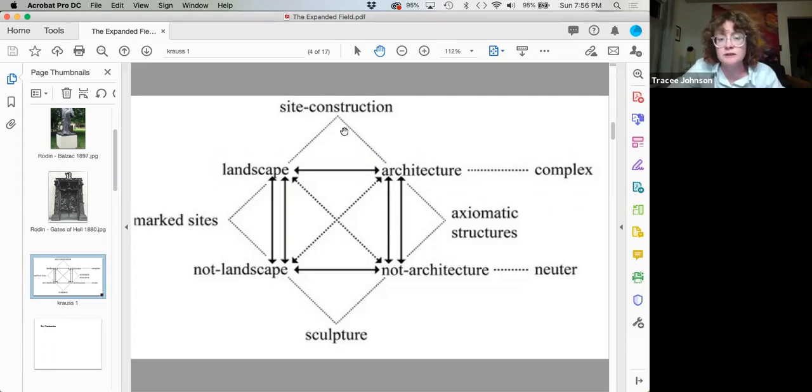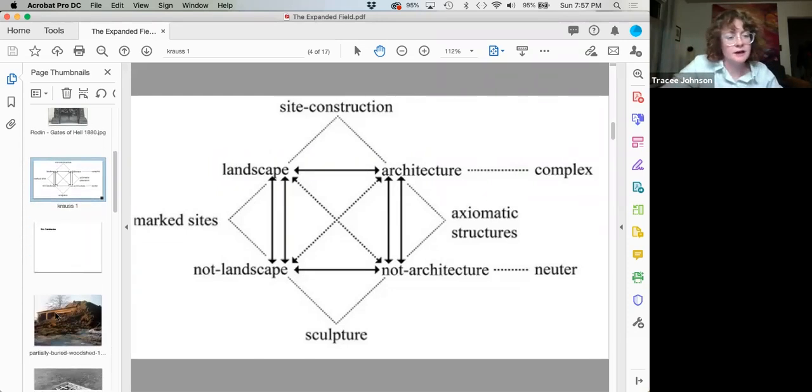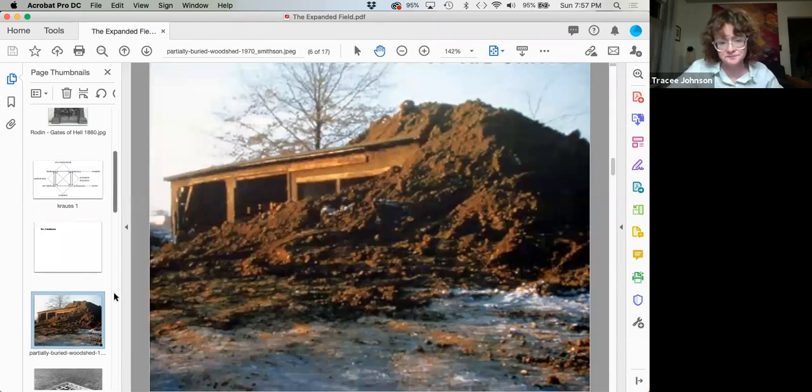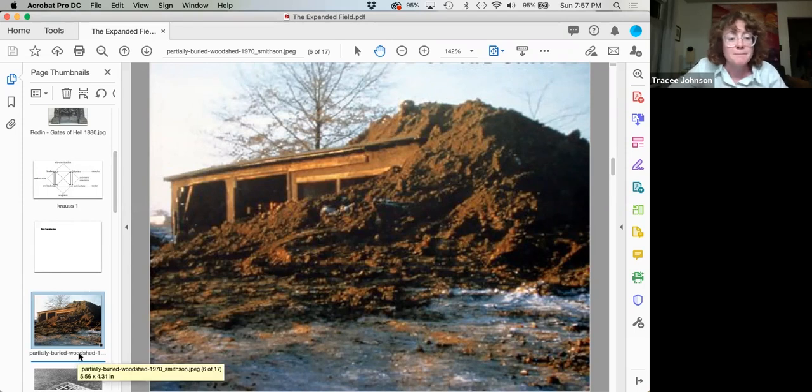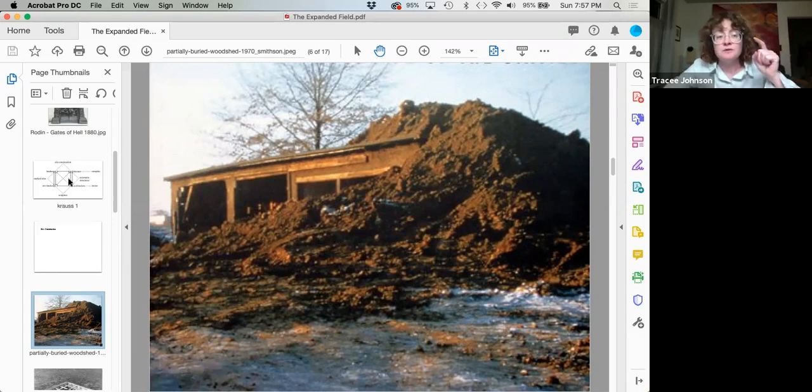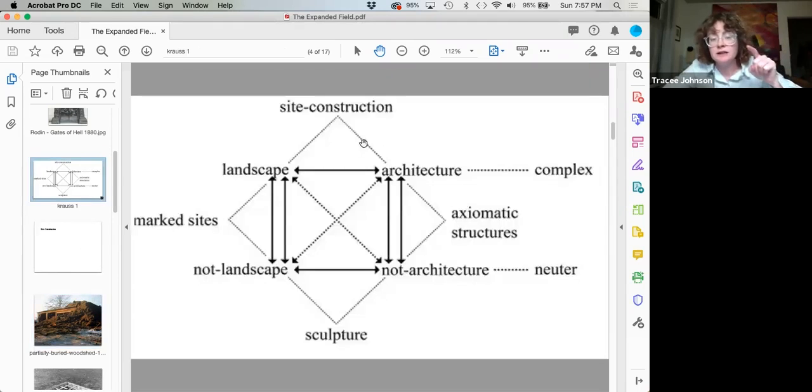Site construction was up here at the top of the pyramid or the diamond. Krauss defines this in the reading as a landscape architecture combo. So some examples of that, and these are early. This is actually one of Smithson's first pieces. It's in the reading. It's called Partially Buried Woodshed by Robert Smithson in 1970. And if we go back to this again, she's saying that this is a landscape and architecture combined.